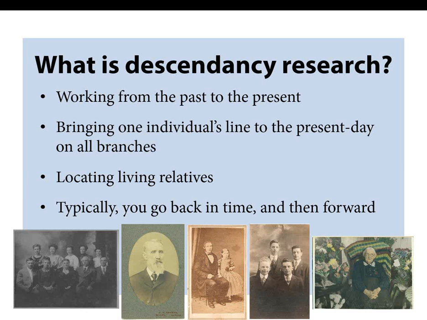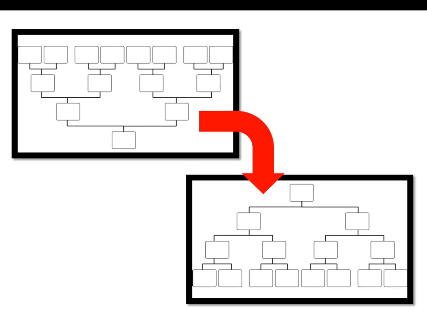So we'll go back in time several generations, pick an individual and bring that one individual's line to the present day on all branches. And in this way, we will end up locating living relatives. So typically you go back in time, 1 generation, 2 generations, maybe 10 generations, and then bring that line forward to the present day.